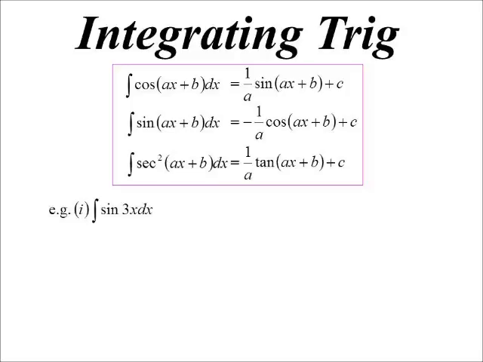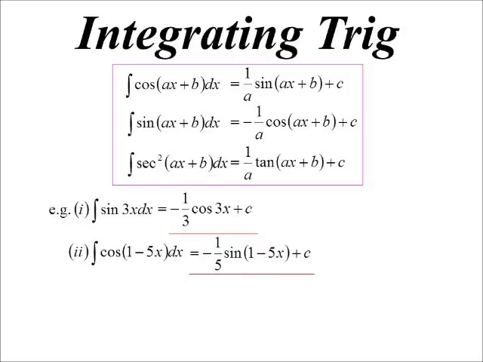So if it is a linear function, terrific. I'll just go 1 divided by the coefficient of x. So in this case, it'll be a third, but sine will go to negative cosine. So minus a third cos 3x, plus, of course, a constant. Again, that's a linear function, and you'll see the vast majority of questions we get will be linear functions. So minus 1/5 will go out the front, but cos goes to positive sine. So it will be minus 1/5 sine of 1 minus 5x.